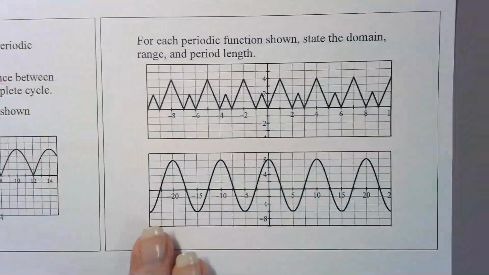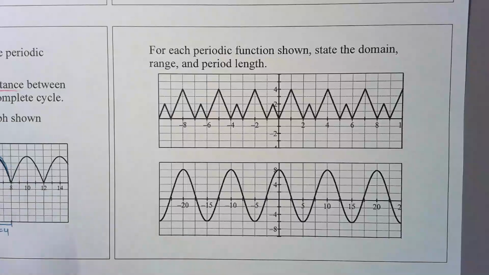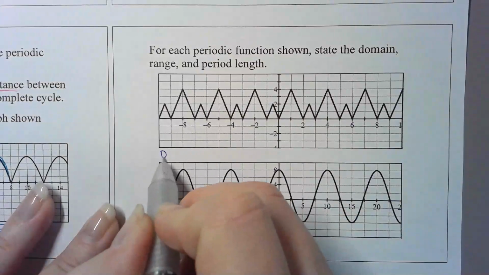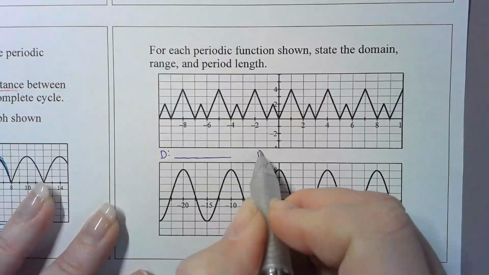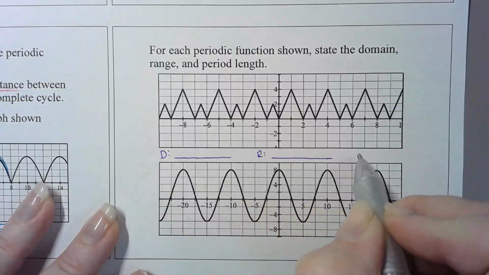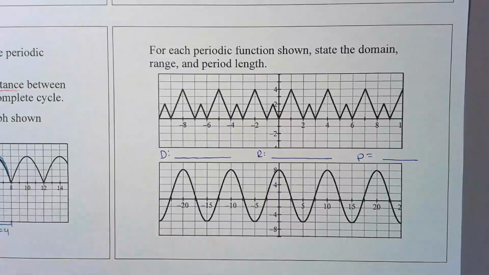All right. So we're just going to look at a few different periodic graphs. We're going to state the domain and the range, and then of course now the period length. I know there's not a lot of room here, so I'm just going to write everything underneath. Now, domain and range, those are old questions for us.